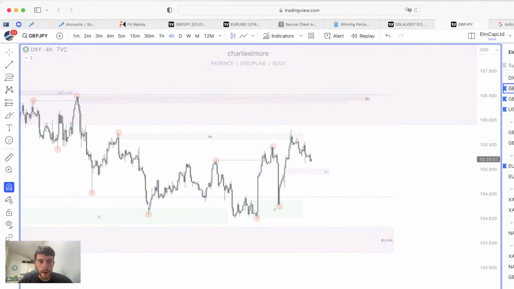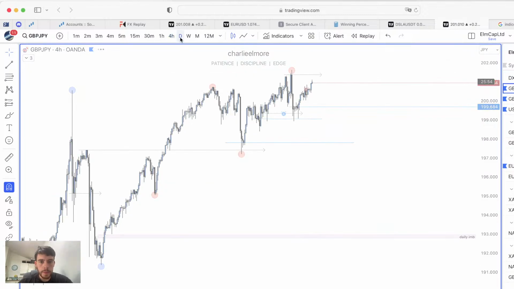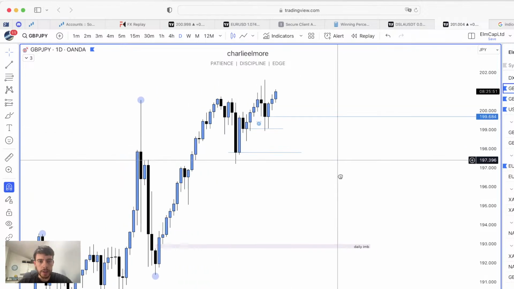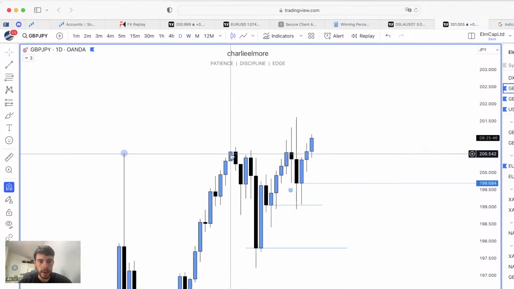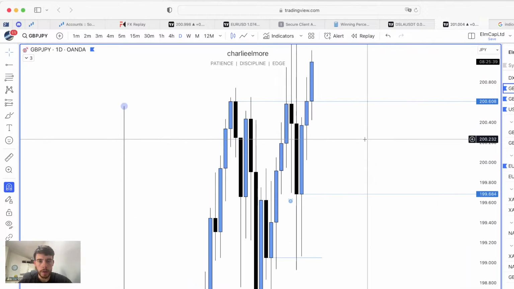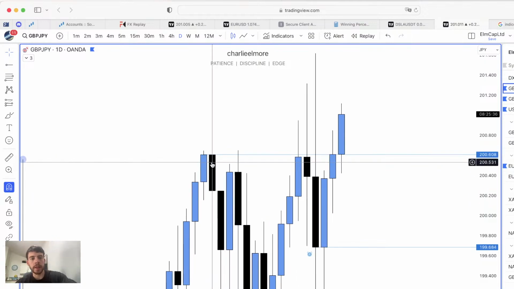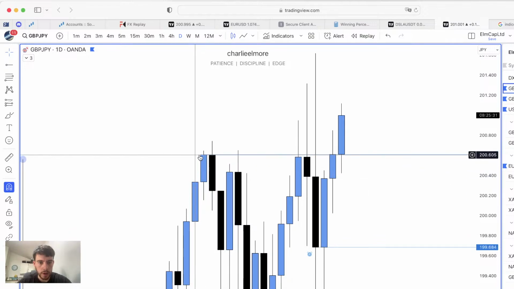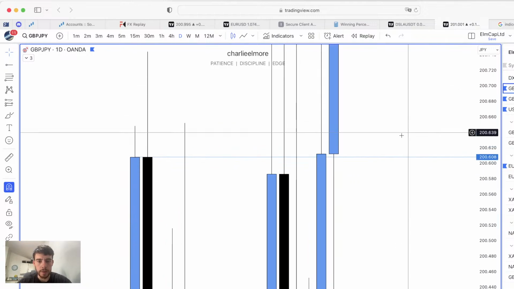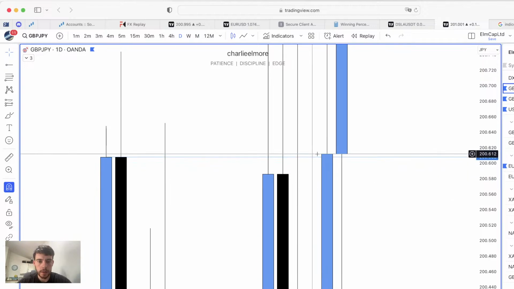Moving on to pound yen. On the daily time frame, if we recap, yesterday I was speaking about this area right here. I said that if we could close above this high or this line, these two bodies, then we could see higher prices. If we zoom right in, you can see price did in fact close above that, just there, look.